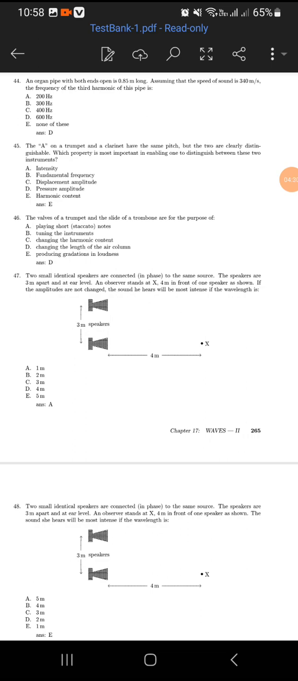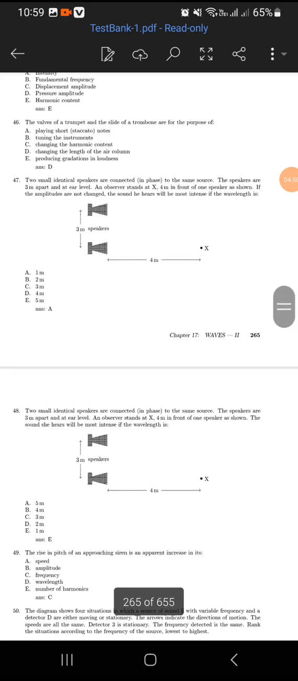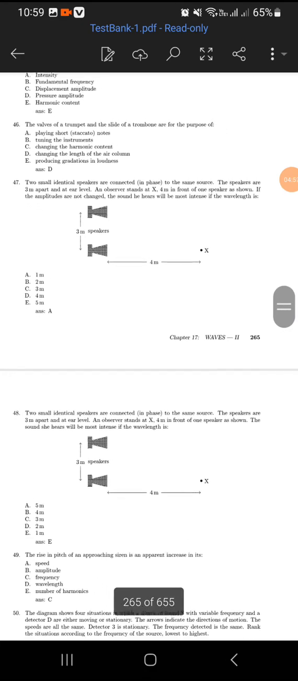So the A of the trumpet and the clarinet have the same pitch, but the two are clearly distinguishable. Which property is most important in enabling one to distinguish between these two instruments? It's harmonic content. Harmony is the pitch.